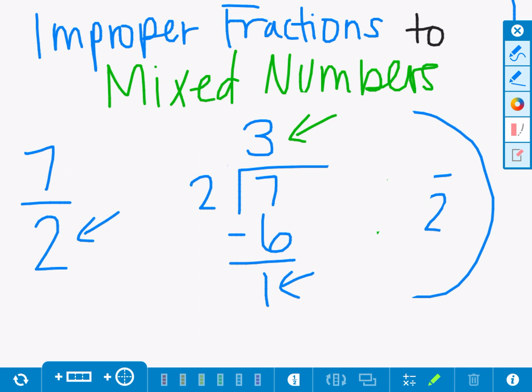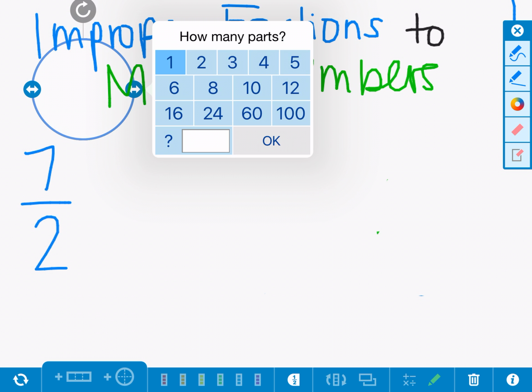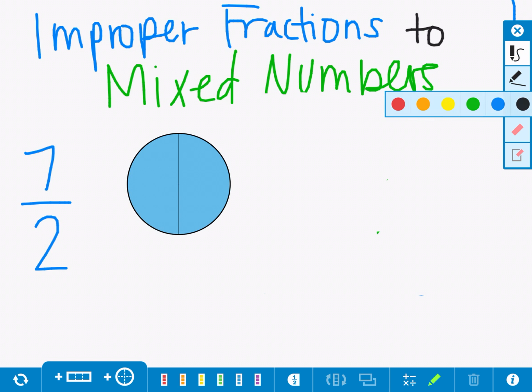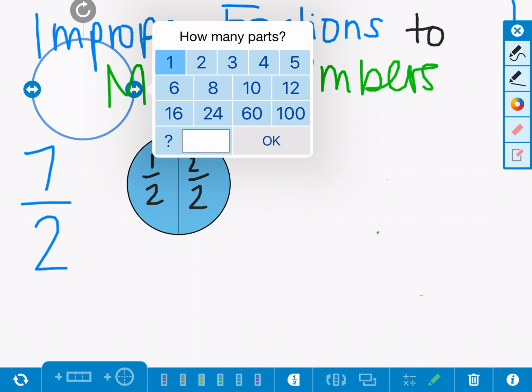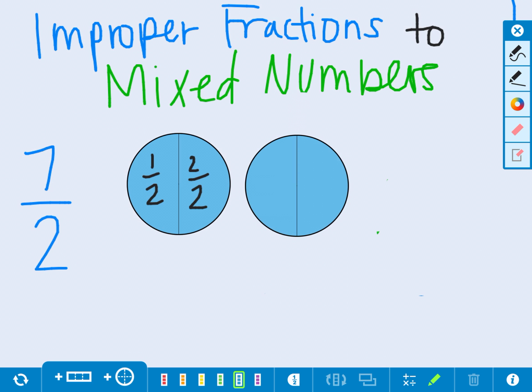You can also think about this using models. So if I were to use models, I would be looking at 1/2 and 2 halves. So we have 1/2, 2 halves, and we need to find 7 halves, right? So we have now 3 halves and 4 halves.